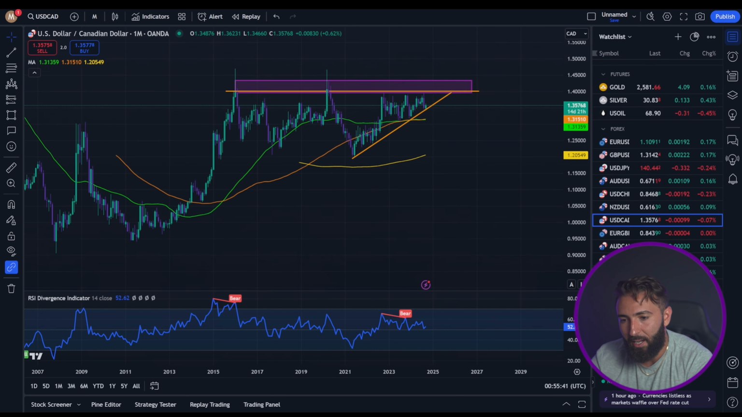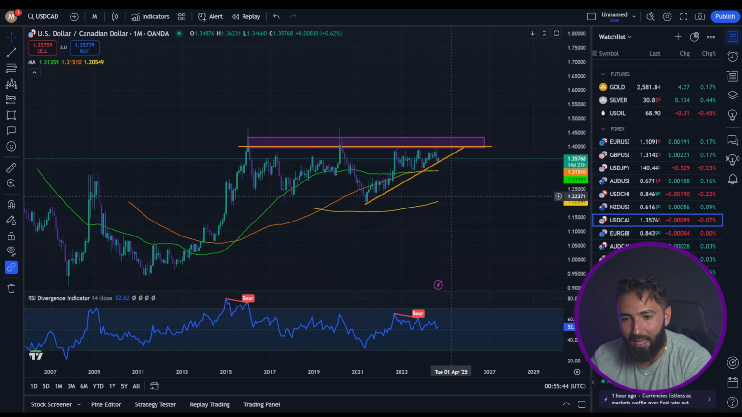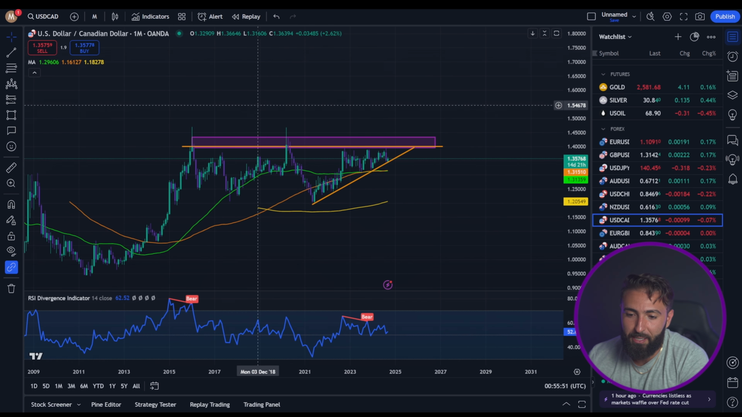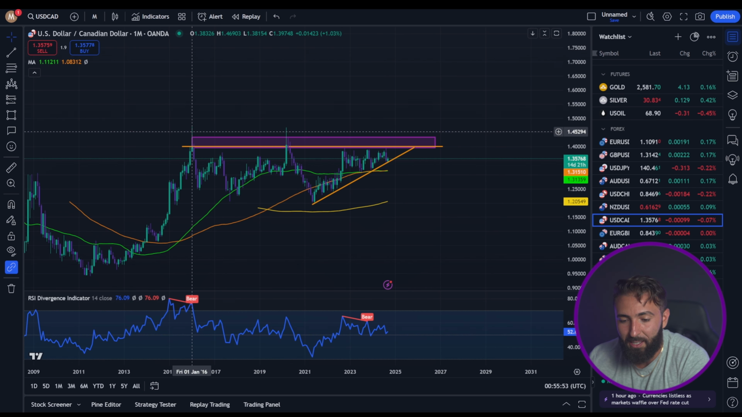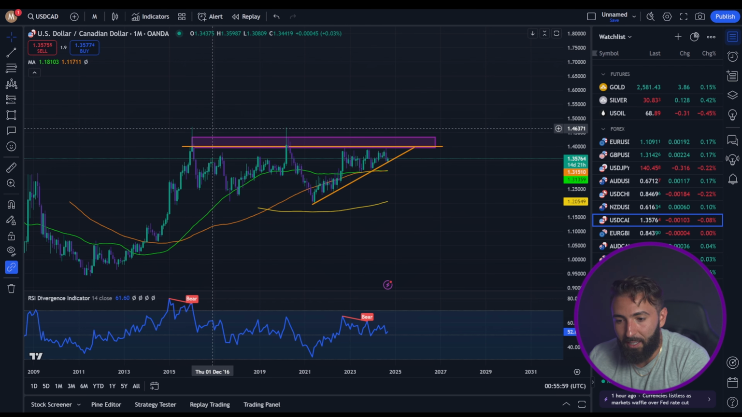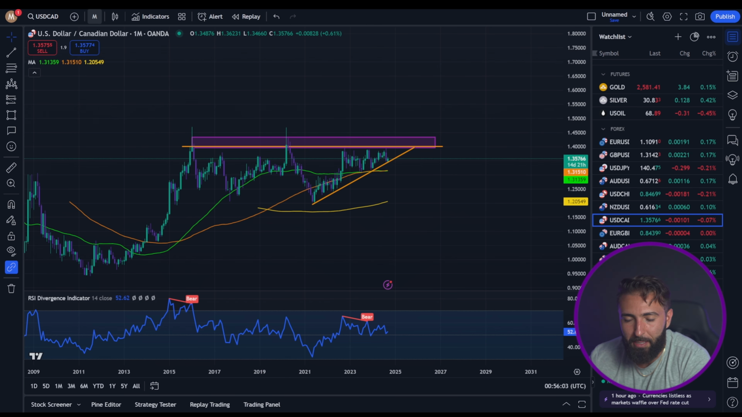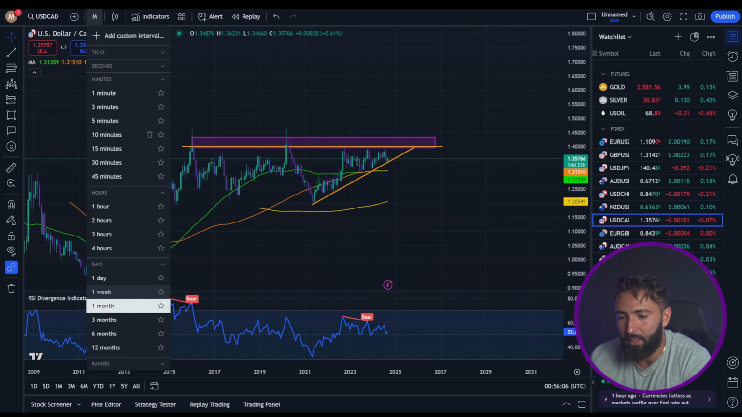So I think that for USD CAD, it's looking like we could have a break here potentially, because this resistance level has been tested since 2016. And here we are again in 2024, still holding true to this level. Let me drop down to see a bit of the price action and how we're looking in that region.